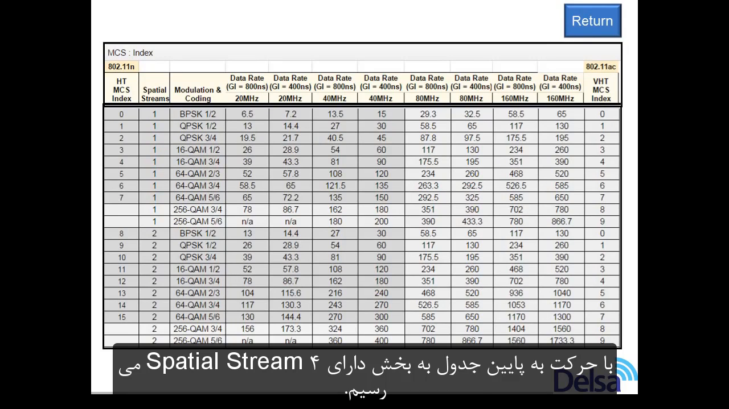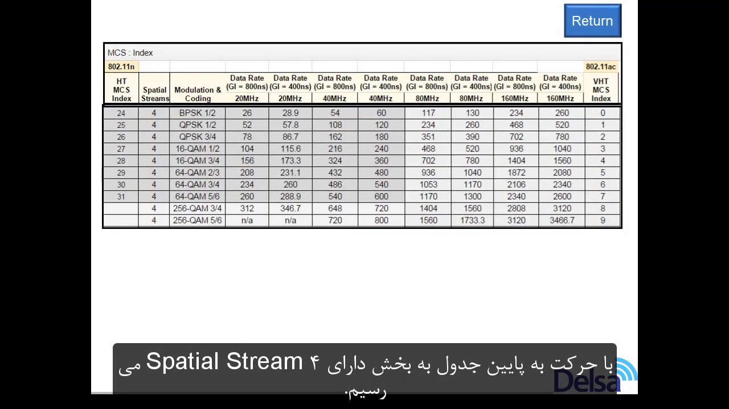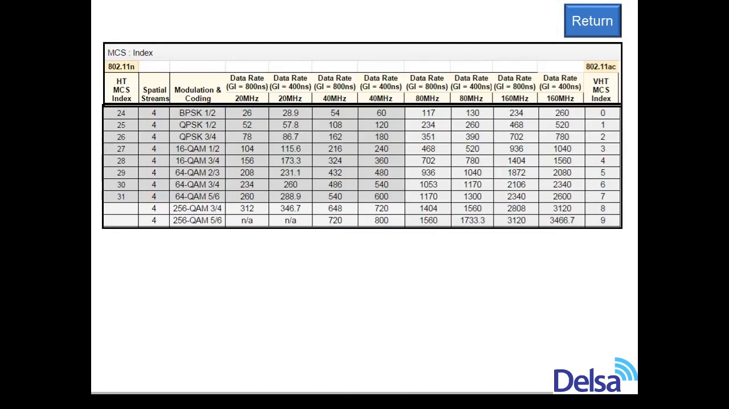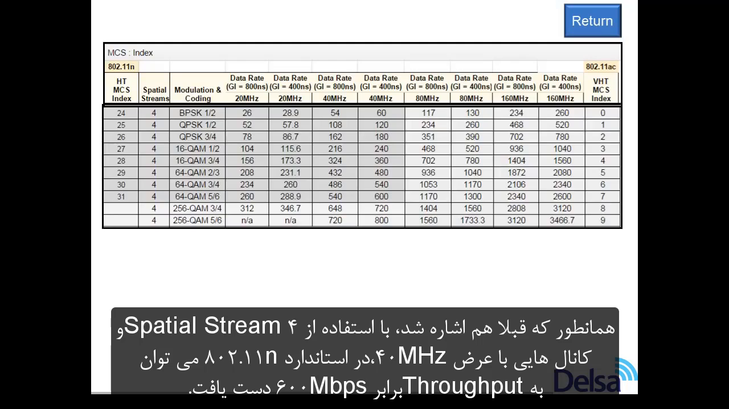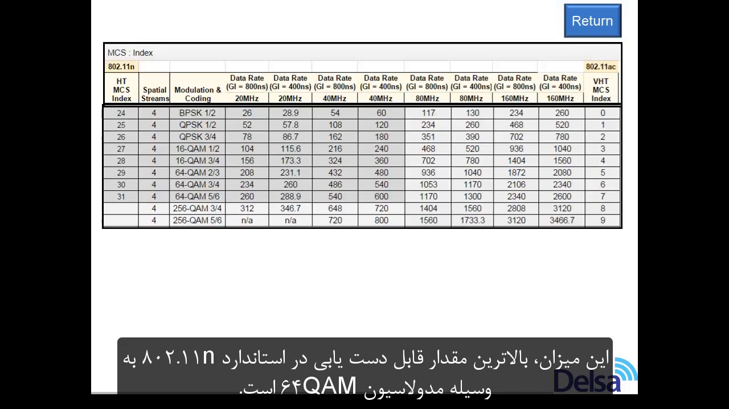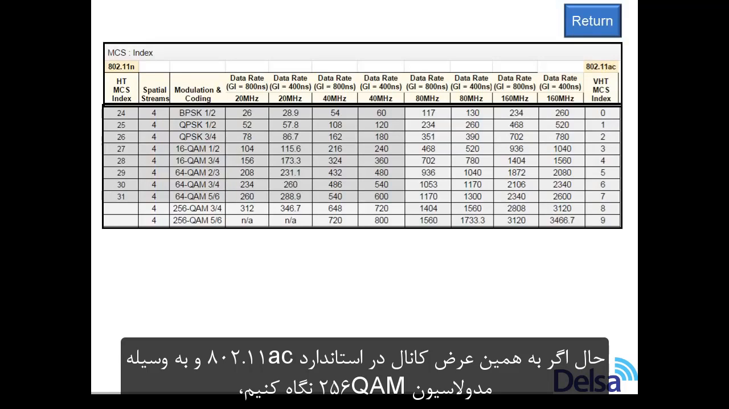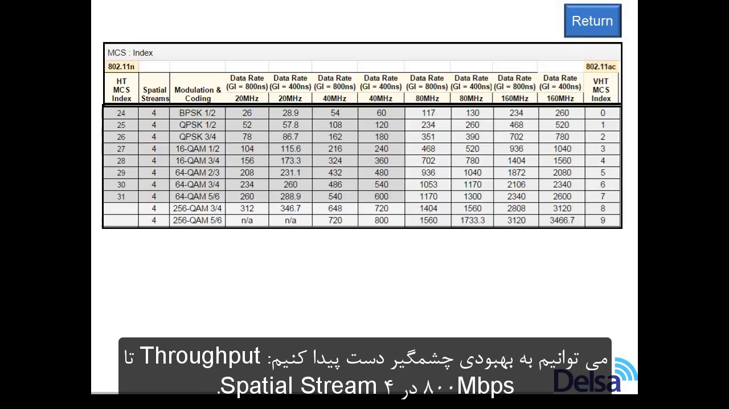Let's move through the table a little bit and get up to 4 spatial streams. As indicated previously, using 4 spatial streams with a 40 megahertz channel on 802.11n, we're going to get up to 600 megabits of throughput. This is pretty much the maximum today, using 64 QAM, the most efficient encoding rate for 802.11n. But if we look at the same bandwidth, 40 megahertz, but using 256 QAM with 802.11ac, we can see a significant improvement. We can get up to 800 megabits of throughput using 4 spatial streams.